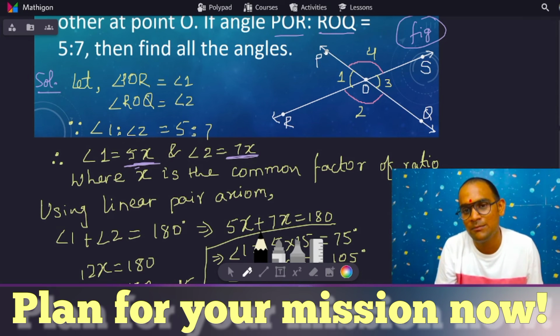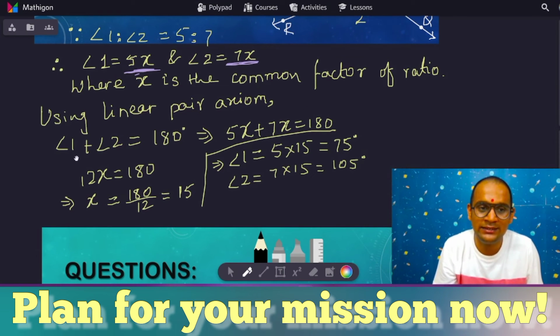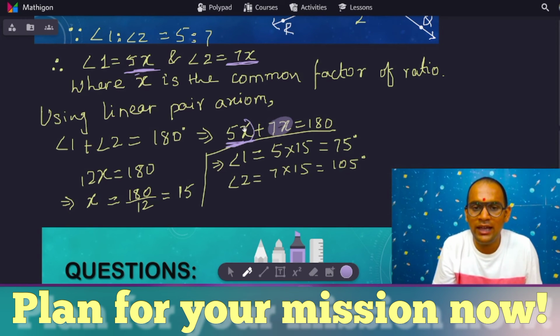Now as you can see over here, POQ is a straight line, and OR is a ray over that, that means angle 1 and angle 2 form a linear pair. So angle 1 plus angle 2 equals 180 degrees. Angle 1 is 5x and angle 2 is 7x. So 5x plus 7x gives us 12x, which equals 180 degrees. So x equals 180 divided by 12, because 12 is in multiplication here, so when it goes to this side, it becomes a division. So 180 divided by 12 equals 15.